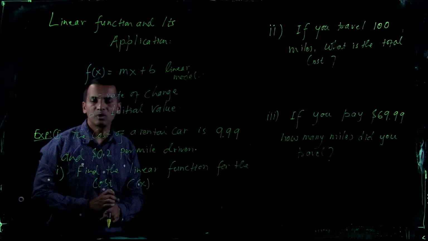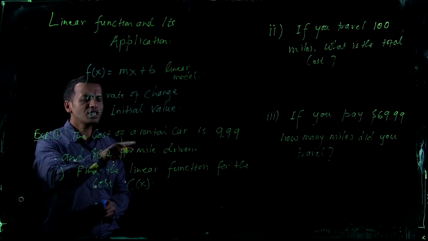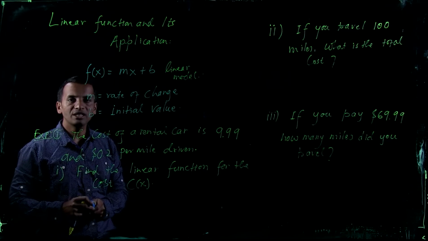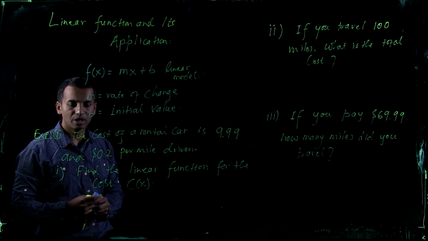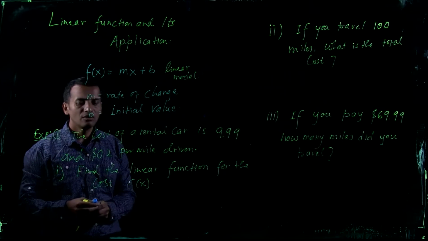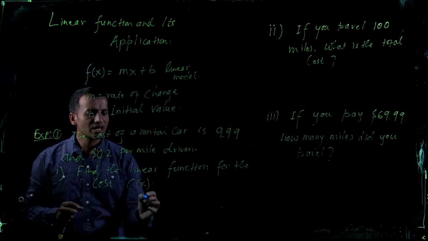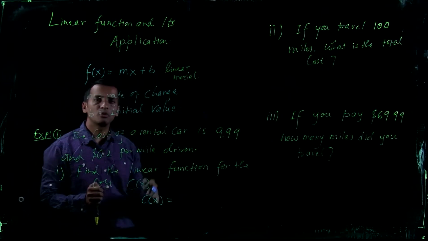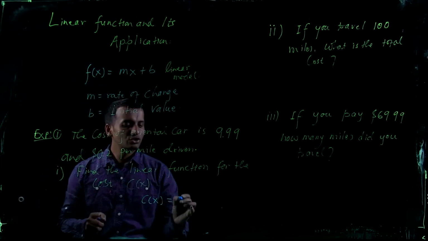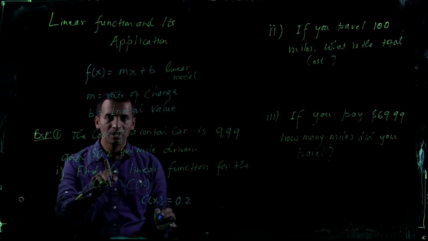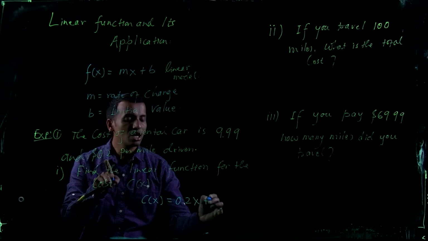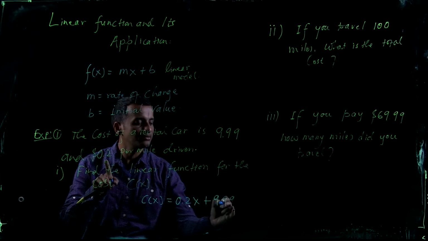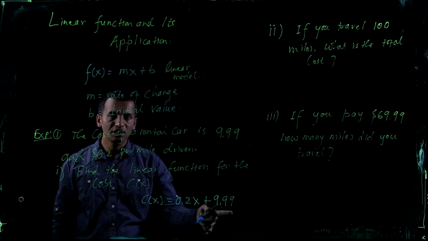Now let me take one example. The cost of a rental car is $9.99 plus $0.20 per mile driven. Find the linear function for the cost. So how do you write that cost function? c of x equals, what is the rate of change per mile driven? That will be 0.2 times x, plus, what is the initial cost? That will be 9.99.